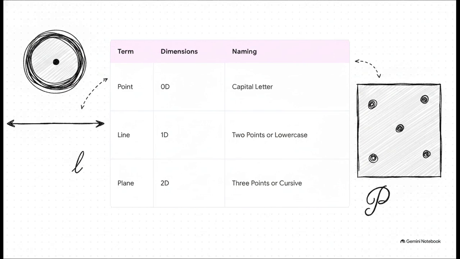This table perfectly captures our journey from 0 to 2 dimensions, along with the strict rules for how we label them. You can clearly see the buildup here, from the 0-dimensional point up to the 1-dimensional line, and finally out to the 2-dimensional plane. Getting these naming conventions locked in right now, like remembering to use a capital letter for a point, but a lowercase letter for a standalone line, is a totally essential habit for all your future geometry work.